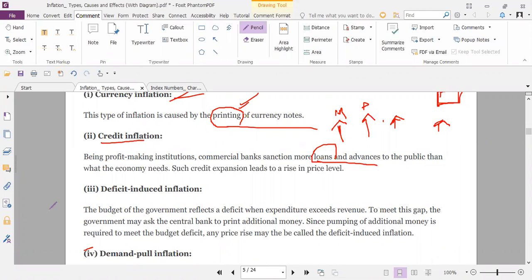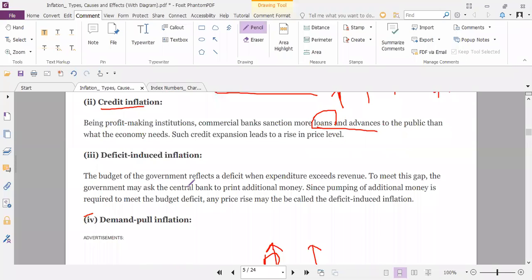Okay. Then the third point is deficit induced inflation. Now, the budget of government reflects a deficit when expenditure exceeds revenue. Government deficit means when government expenditure becomes more than income or revenue, we call it a deficit, government deficit. Okay. To meet this gap, the government may ask the central bank to print additional money. Since pumping of additional money is required to meet the budget deficit, any price rise may be called the deficit induced inflation.